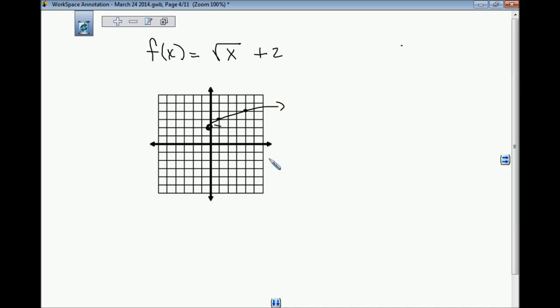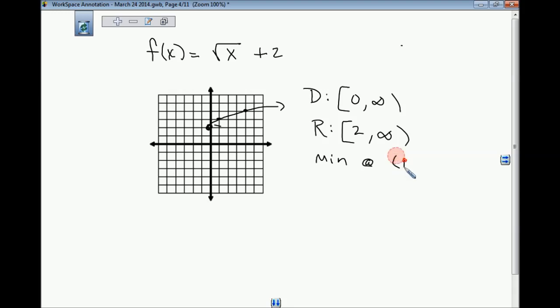Yes. Okay, domain? 0 to infinity. What's the range? 2 to infinity. That is what you meant. I know it is. That's totally what I meant. Okay, any extrema? Minimum. There's a minimum at (0, 2). Increasing, decreasing. Increasing forever. But where do we start? 0 to infinity.